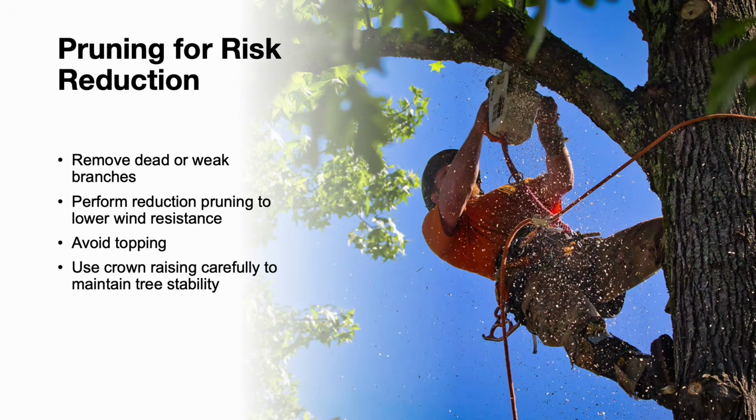Pruning is a common mitigation method. We remove dead or weakly attached branches and can use reduction pruning to reduce wind resistance. Topping is discouraged because it causes long-term issues. Crown raising should be done carefully to avoid destabilizing the tree.